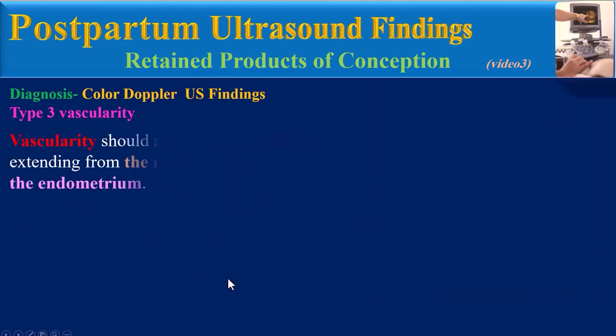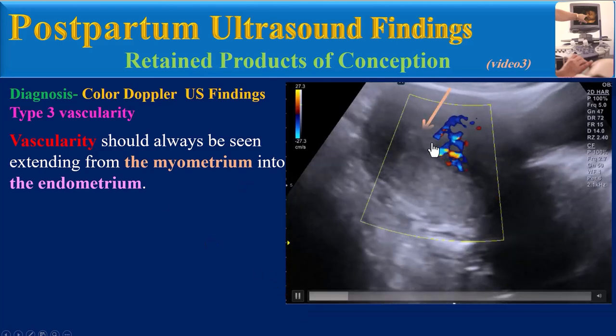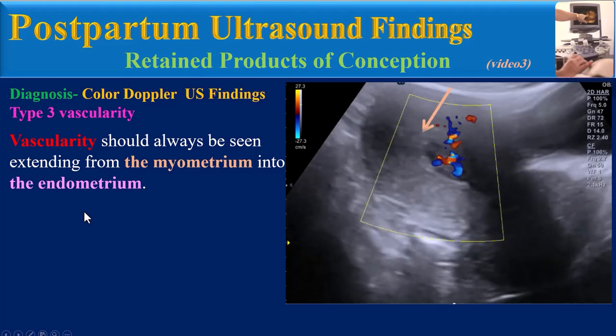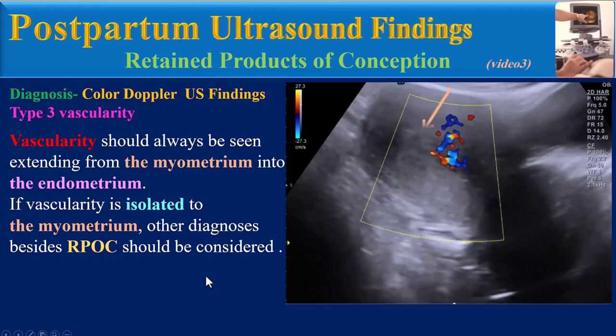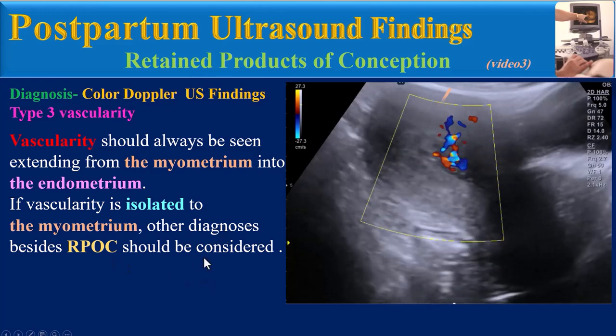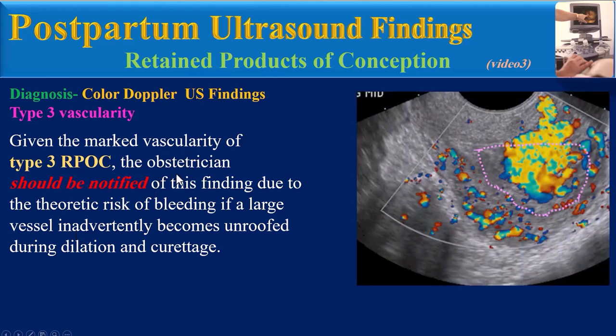As I explained before, vascularity should always be seen extending from the myometrium into the endometrium. If vascularity is isolated to the myometrium, other diagnoses besides RPOC should be considered. Given the marked vascularity of type 3 RPOC, the obstetrician should be notified of this finding due to the theoretic risk of bleeding if a large vessel inadvertently becomes unroofed during D&C.